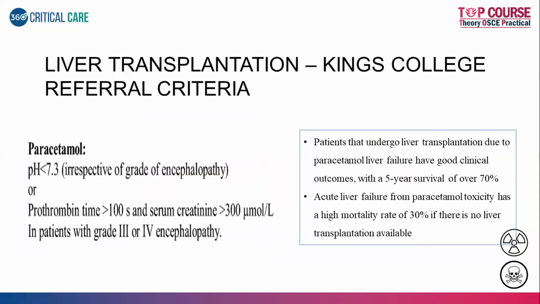And the last one in the treatment is your liver transplantation. For liver transplantation referral, we have your King's College criteria. So what is the King's College criteria for paracetamol poisoning? If the pH is less than 7.3, irrespective of the grade of encephalopathy, or if your prothrombin time is more than 100 seconds and creatinine levels more than 300 micromole per liter, and patients in grade 3 or grade 4 encephalopathy. So this is for paracetamol poisoning.